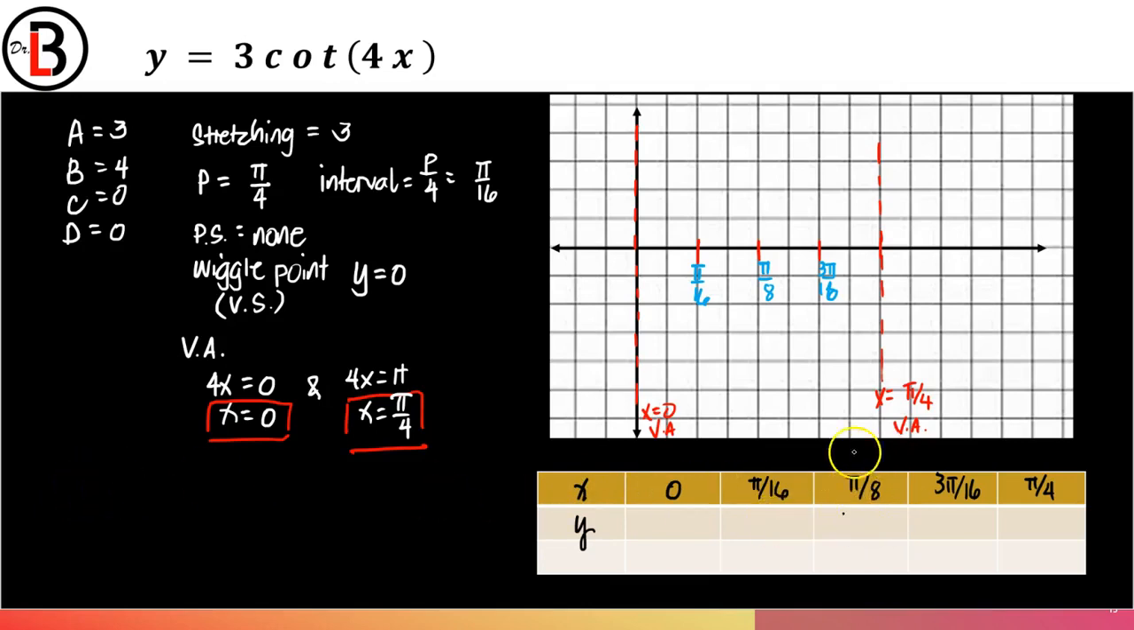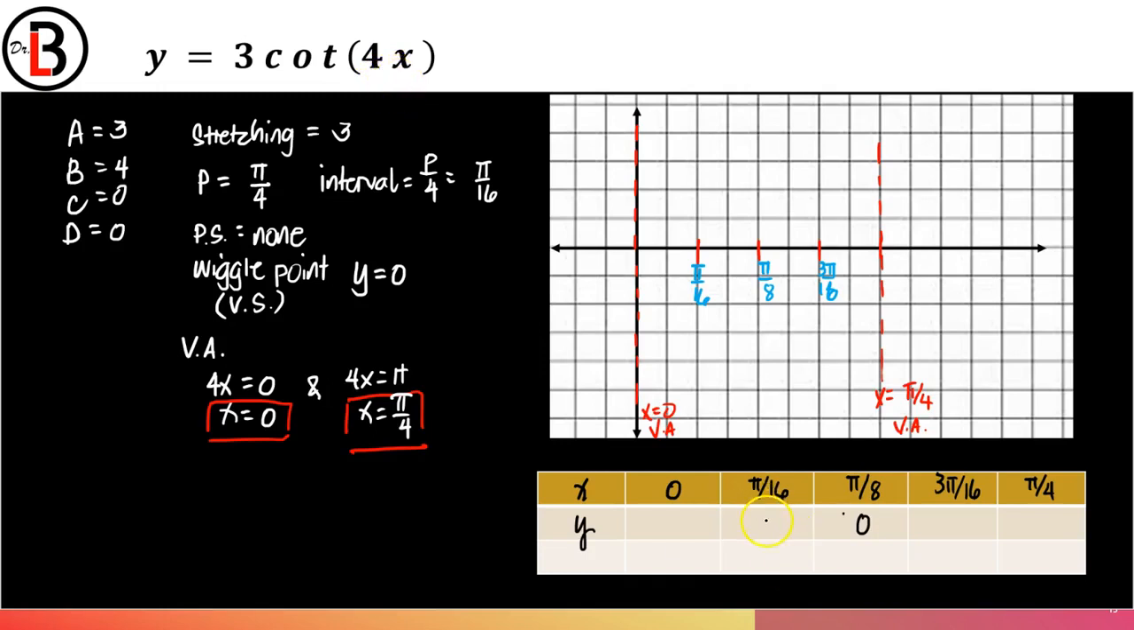Similar to tangent, what I usually do is this. I look at the middle value. Pi over 8 times 4, that becomes pi over 2. Tangent of pi over 2 is 1 over 0. It becomes undefined. However, since this is cotangent, 1 over 1 over 0 is 0. Let's go to the left. Pi over 16 times 4, that's pi over 4. Tangent of pi over 4 is 1, therefore the cotangent is also equal to 1.